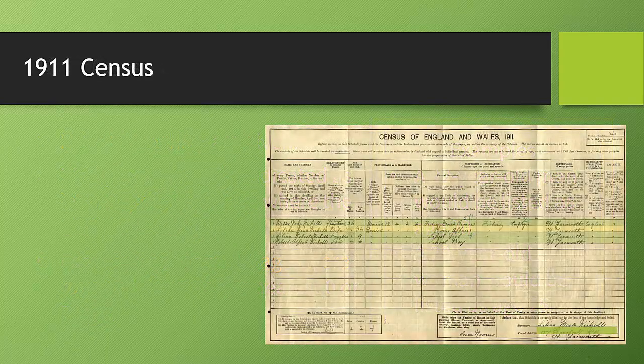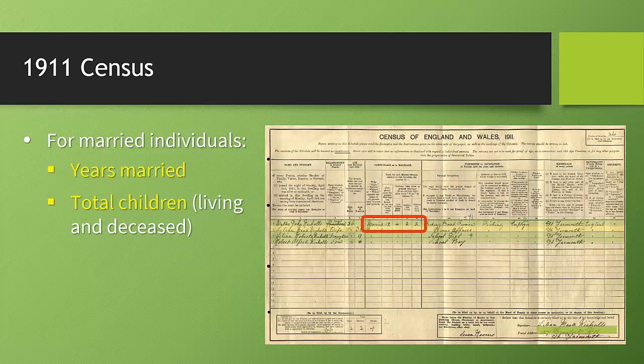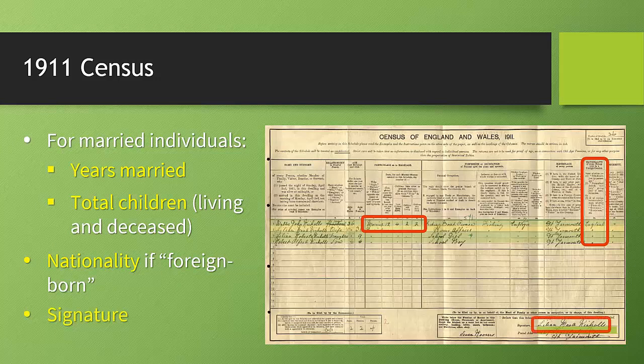Now let's look at the 1911. For married individuals, it shows the number of years married and the total children, including how many are living and how many are deceased. It also shows the nationality of those who are, quote, foreign born, that is, born outside England or Wales, and it shows the actual signature of the person who completed the census form.